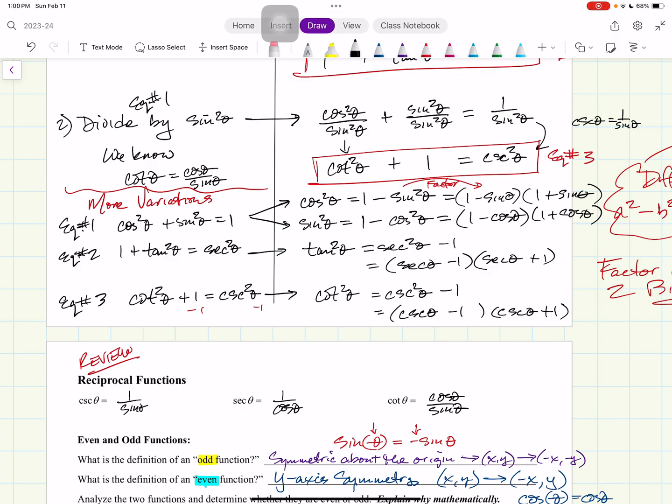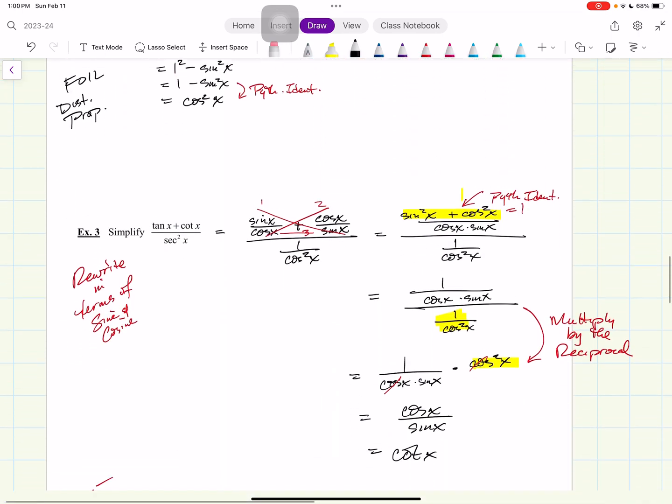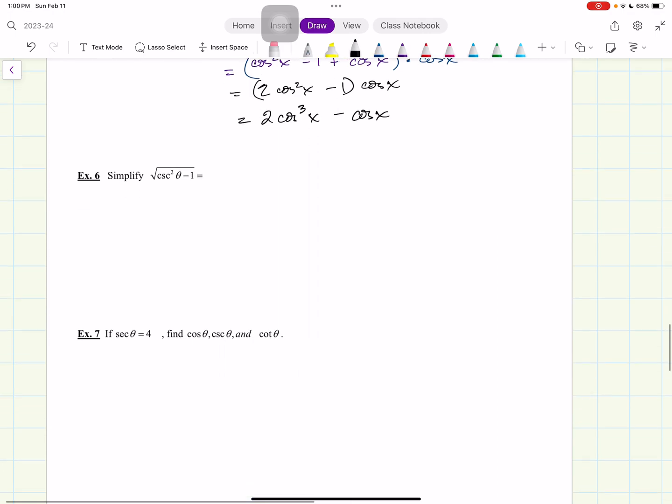That means that cosecant squared theta minus 1 equals cotangent squared theta. Ooh, there is an identity right there. So I'm going to write that out: cosecant squared theta minus 1 is equal to cotangent squared theta. This is equation number 3. That's why you kind of have to have these things memorized. And so this is equal to the square root of cotangent squared theta, which is equal to cotangent theta, and you're done.